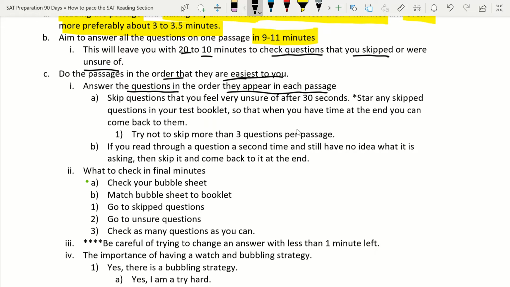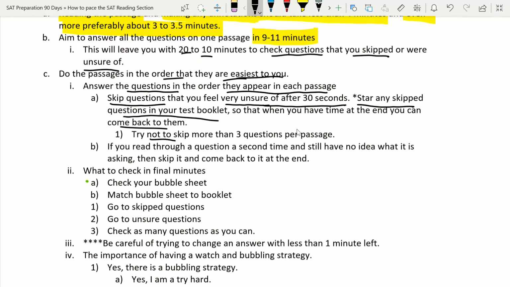Now, skipping questions. When are you going to want to skip questions? You're going to want to skip questions you feel very unsure of after 30 seconds. If you're really unsure of it after 30 seconds, go ahead and skip it. Now, if you're going to skip it, make sure you star it so you can come back to it at the end. So star any skipped questions in your test booklet. That way you have time at the end to come back to them.